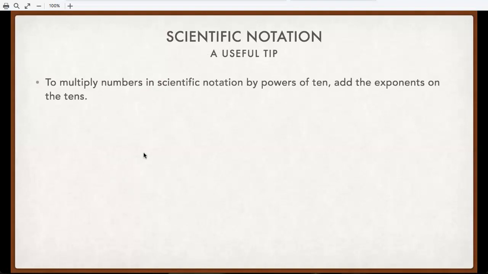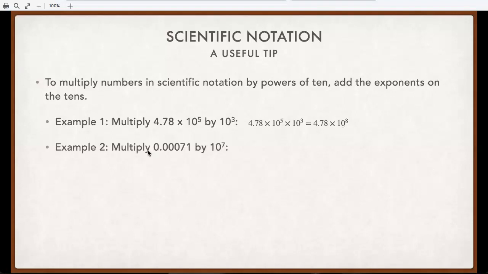Here's a useful tip. When we're multiplying numbers in scientific notation by powers of 10, we can add the exponents on the tens. So for example, 4.78 times 10 to the 5th, we want to multiply that by 10 to the 3rd. One thing we could do here is we have 10 to the 5th times 10 to the 3rd. Those are like terms. Remember, when we have the same base with exponents being multiplied together, we can just add the exponents there. 4.78 times 10 to the 8th.